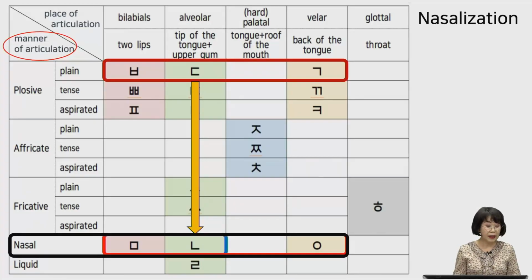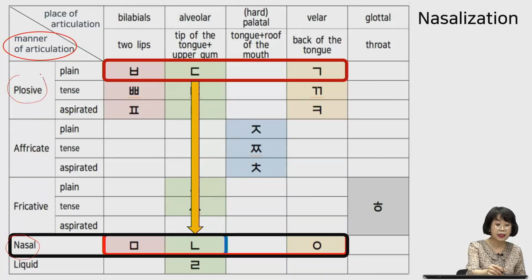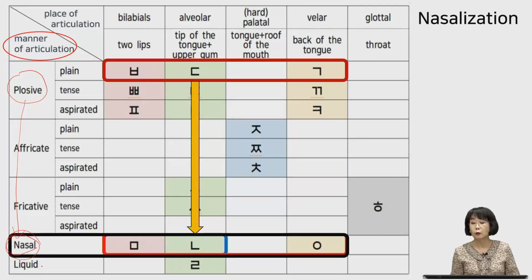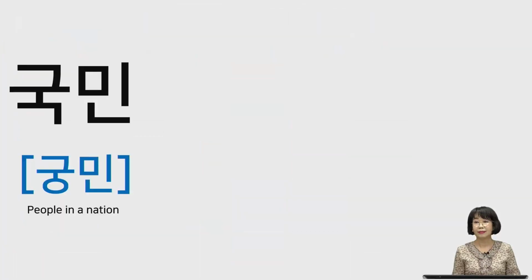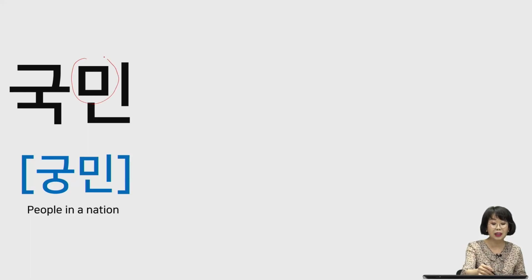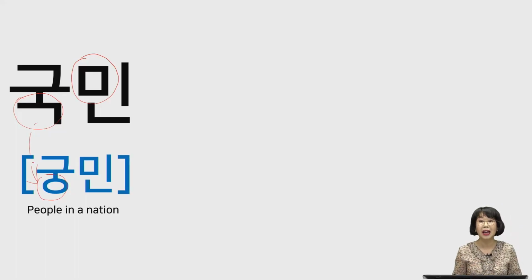So they become nasal sound. Plosive sound becomes nasal sound. We call this nasalization. 국민, 국민, 국민. Under the influence of 무, a nasal sound, 그, a plosive, becomes 응, a nasal sound.